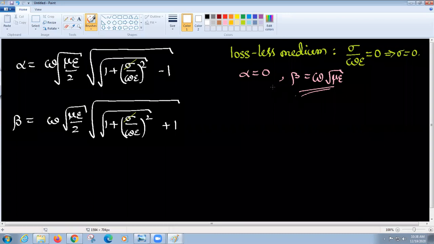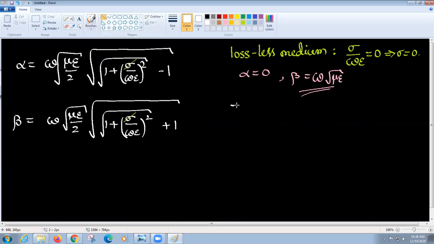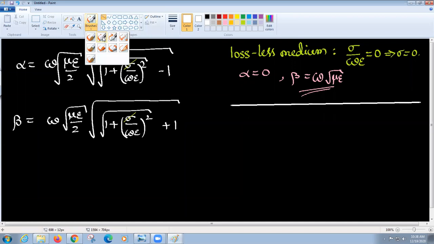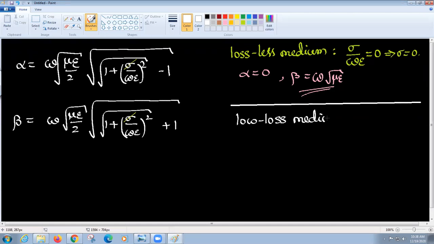So this is for lossless medium. Now I go for the next one, that is low loss medium. When I go for low loss medium, now loss tangent is far less than 1. So now what do I do? How can I simplify this? I can't really make it 0 in this case, I can't make it so direct like this. Then what do I do?